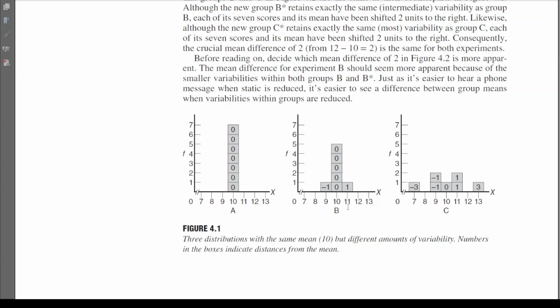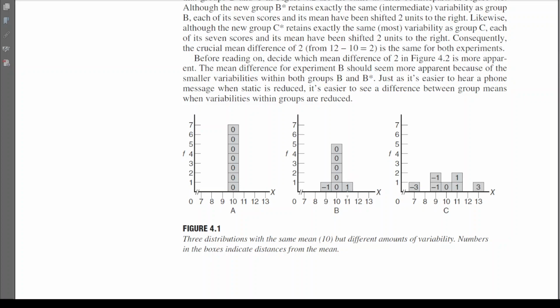Whereas for distribution B, there are 5 scores or 5 data points which are labeled as 0, signifying that there are 5 data points which equal the mean. There is one data point which is labeled as -1, which means that it is 1 unit less than the mean, and there is one data point which is labeled as +1, which signifies that it is 1 unit greater than the mean.